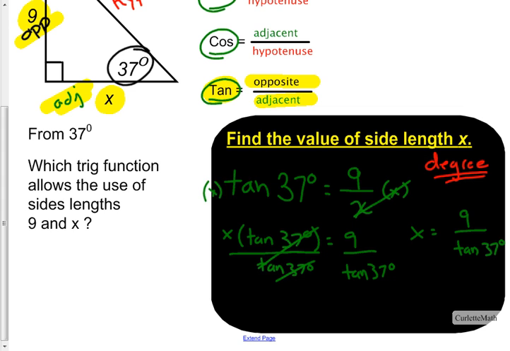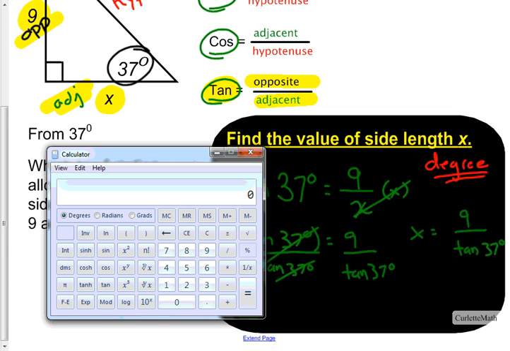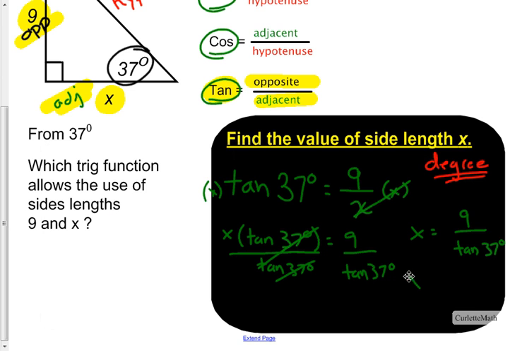So pulling up the calculator from the computer, to solve this out, I would type in 9 divided by the tangent of 37, and then hit equals, and it gives me an answer of 11.94. So our length here is 11.94 for that side length labeled up here x.